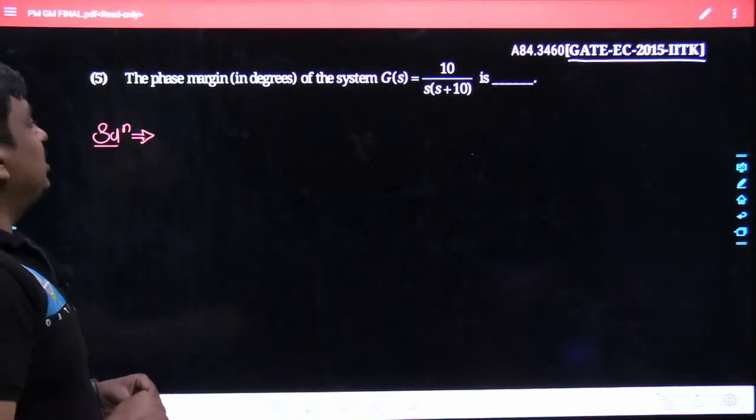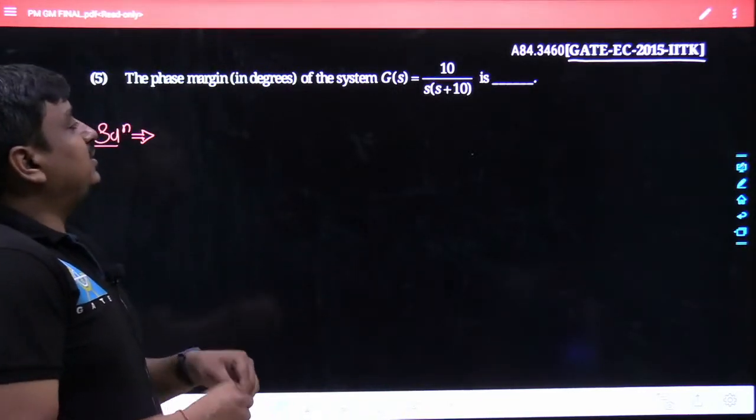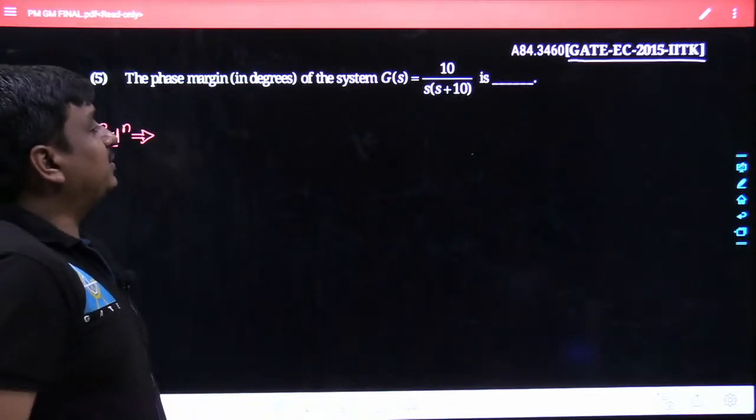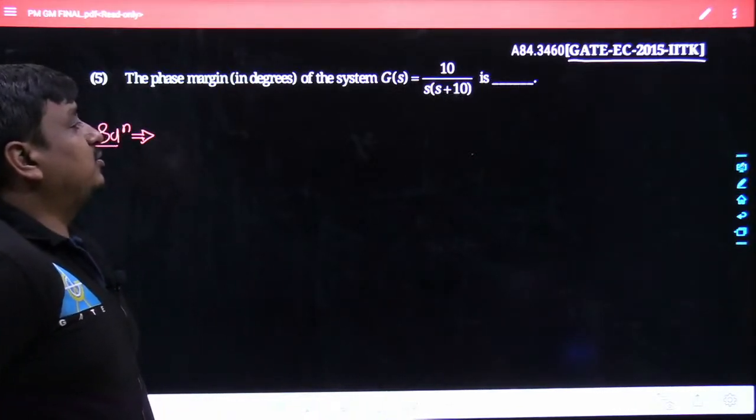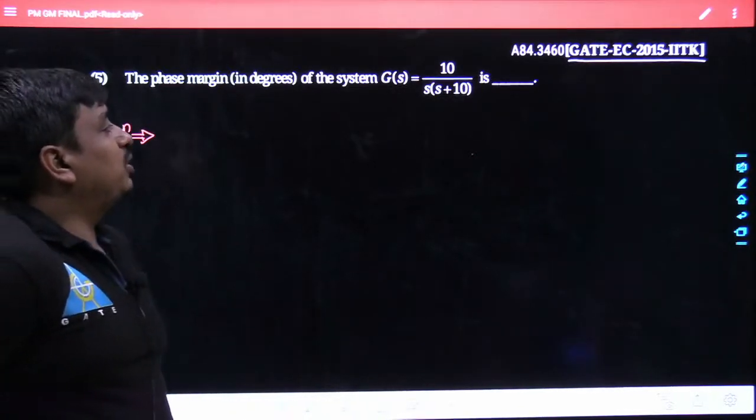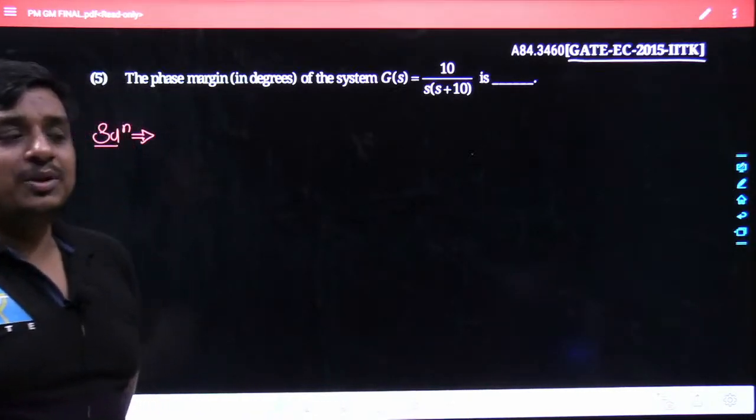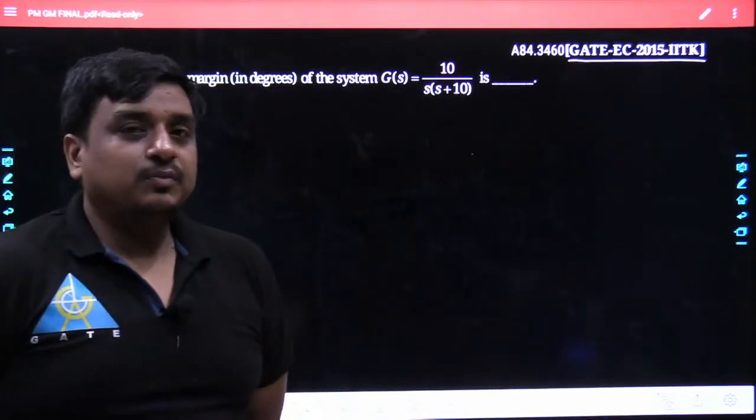The phase margin in degrees of the system G(s) equal to 10 divided by s into (s plus 10) is. Tell me what would be the best answer for this given problem.